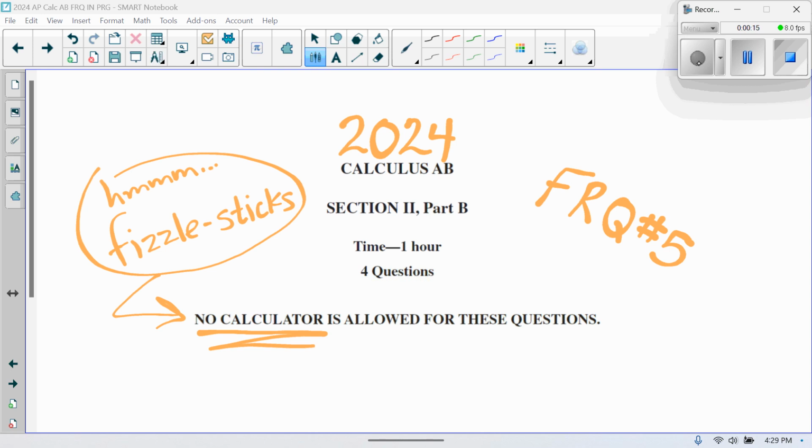Fizzler sticks. We'll be fine. We'll all be fine. Let's just take a deep breath. Let's go get this problem and show it who's boss.